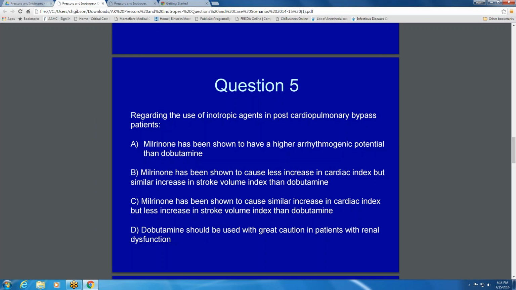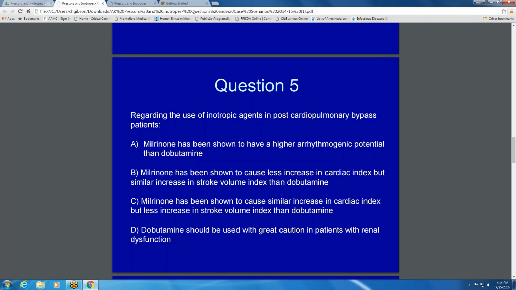Then again, dobutamine is much shorter acting, so if somebody goes into AFib on dobutamine, it's really easier to titrate it off or take it off if you need to. Milrinone sticks around longer. The answer B, milrinone has been shown to cause less increase in cardiac index, but similar increase in stroke volume index when compared to dobutamine. I think that's what I was looking for as the answer.